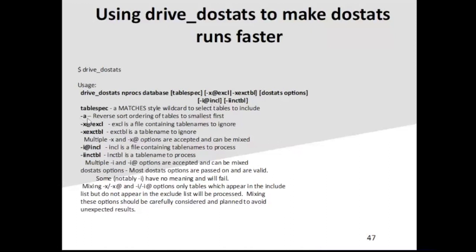And optionally -A reverses the sort order, and that's pretty much it. You can also pass any other Dostats options that you want to pass. So for example, you can do dash capital P 50 to run, or dash capital P5 and run 20 copies of Dostats with PDQ priority 5 each, and suck up the whole system if you want.